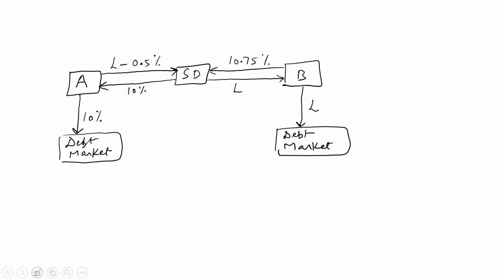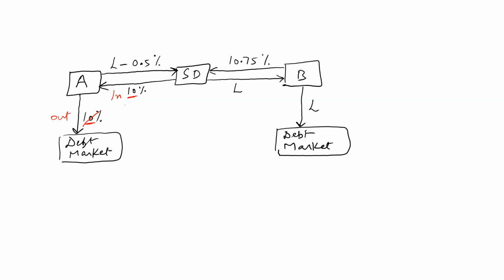So let me see if I can change color again. Now look, from Bank A's perspective, there is an outgoing arrow which says 10% here, right? Which means this is a payment of 10%. And also from Bank A's perspective, there is an incoming arrow at the same rate of 10%. So this outgoing of 10% is going to be cancelled against the incoming of 10%.